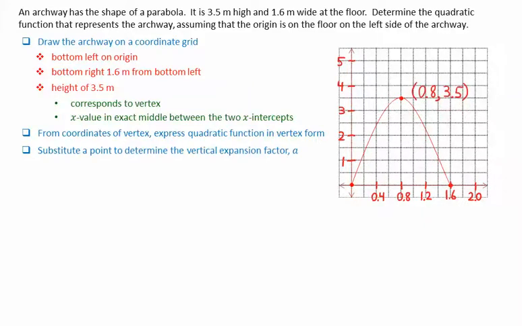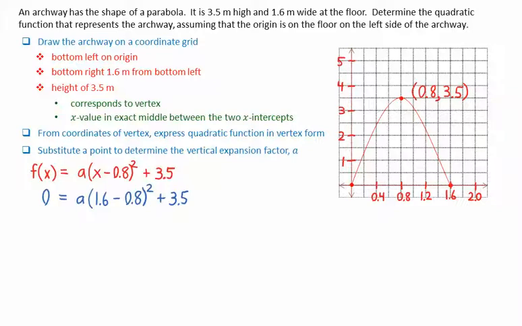This point, 0.8, 3.5, can be plugged in for h, k in the vertex form for a quadratic function, giving f of x equals a times x minus 0.8 all squared plus 3.5. In order to evaluate a, we now substitute in the point 1.6, 0. Note we could have also substituted the point 0, 0.